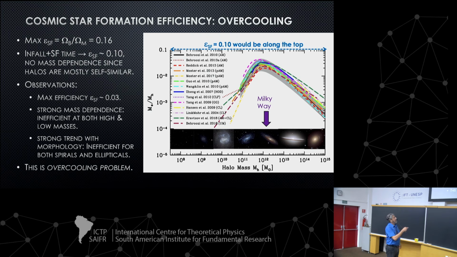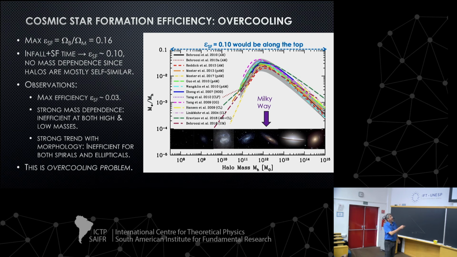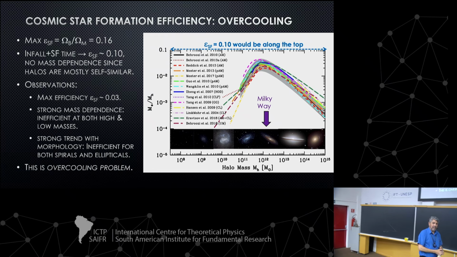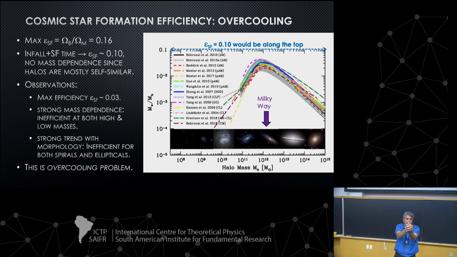Now, if halos were somehow magically, instantly efficient at putting everything into stars, remember that halos have this magic number of the cosmic baryon fraction in them, about 0.16. So if you instantly turned all those baryons into stars, your efficiency would be 0.16. So that's the upper limit. You can't get above 0.16. But in fact, it's a little bit more than that, because you have to get the gas not just from the outside, you have to get it way down into the galaxy.